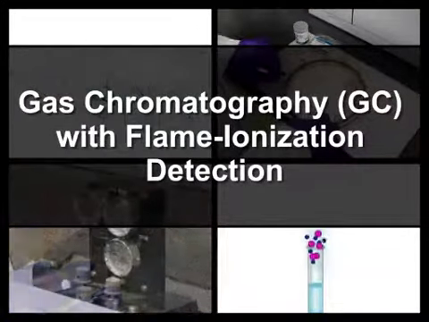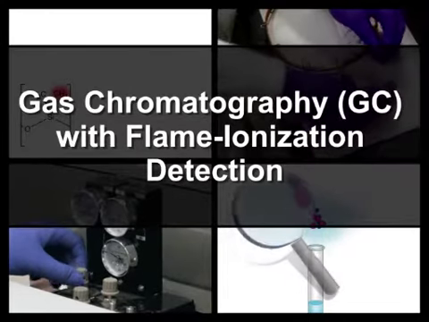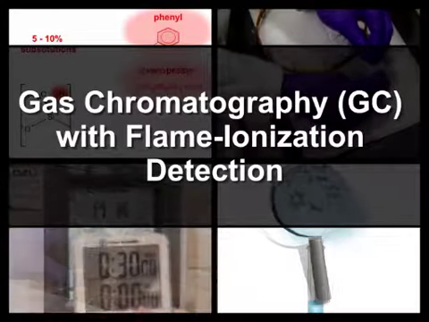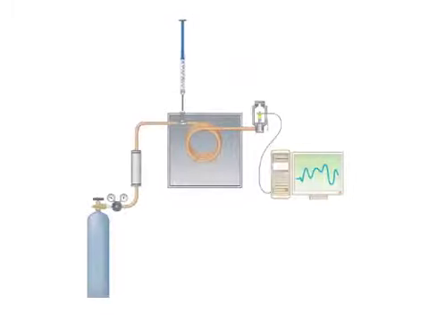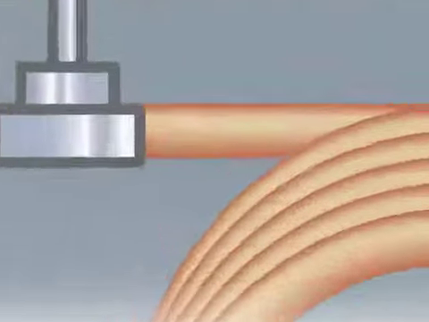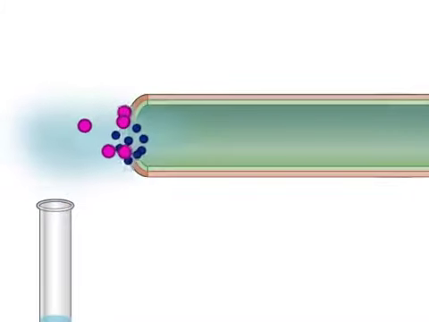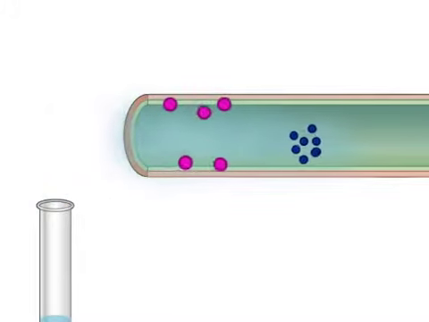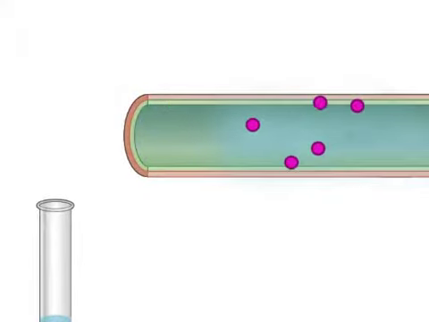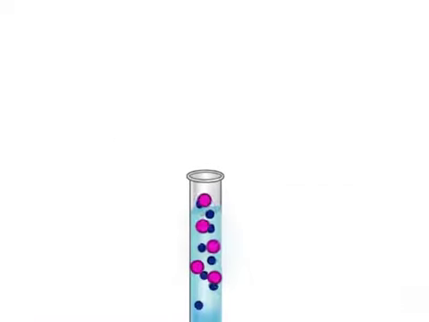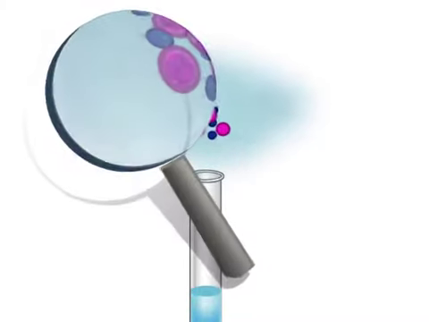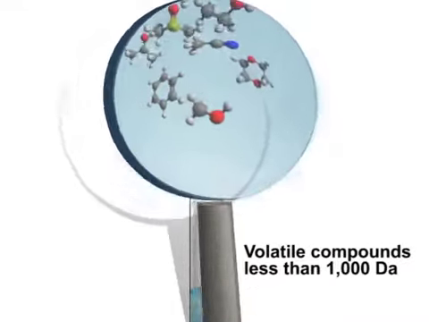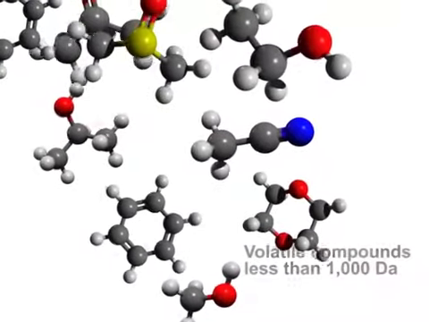Gas chromatography, or GC, is a technique that is used to separate, detect, and quantify small volatile compounds in the gas phase. In GC, liquid samples are vaporized, then carried by an inert gas through a long, thin column. Analytes are separated based on their chemical affinity with a coating on the inside of the column. Because GC requires analytes that are vaporized to the gas phase, the instrument is ideally suited for volatile, nonpolar chemicals less than 1,000 Daltons in mass.